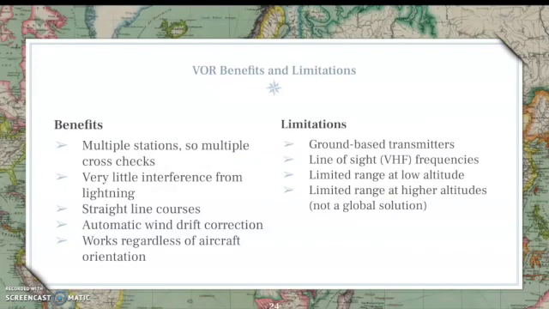So let's look at some benefits and limitations of VOR. So the benefits are that we can have multiple stations, so multiple cross checks. We can essentially triangulate between different areas to determine our position. And we have very little interference from lightning or other natural issues. And it also allows us to have straight line courses. This also can allow us to automatically adjust with wind drift. And it does work regardless of the aircraft's orientation.